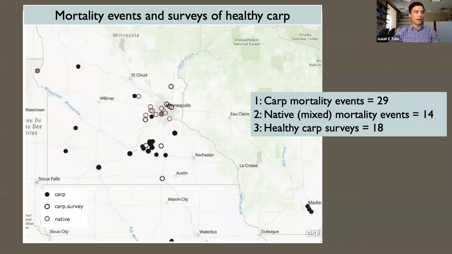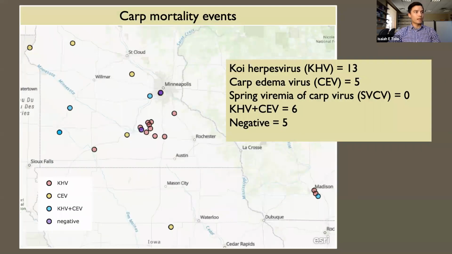So this is just a map showing where those were around the state. The black ones were really interesting. We found a lot of carp mortality events, almost 30 of them up until 2018, and we've surpassed that in 2019 and 2020. And then looking at these carp mortality events, we found koi herpes virus in the majority of these, which was really interesting because we'd never found koi herpes virus in Minnesota before, and also carp edema virus, which was the first time that had been detected in the country.